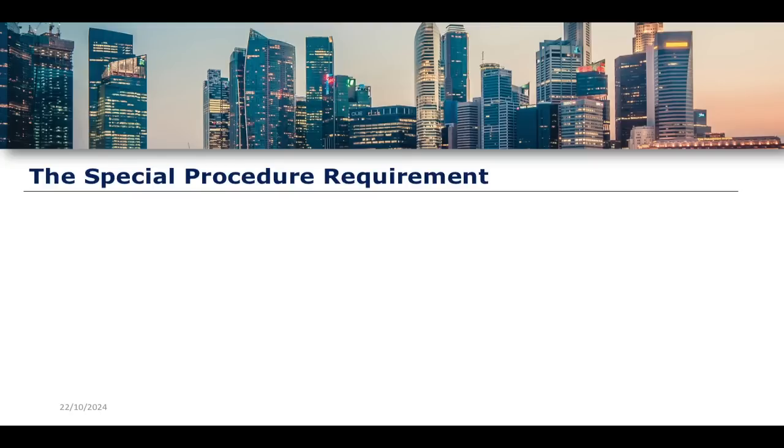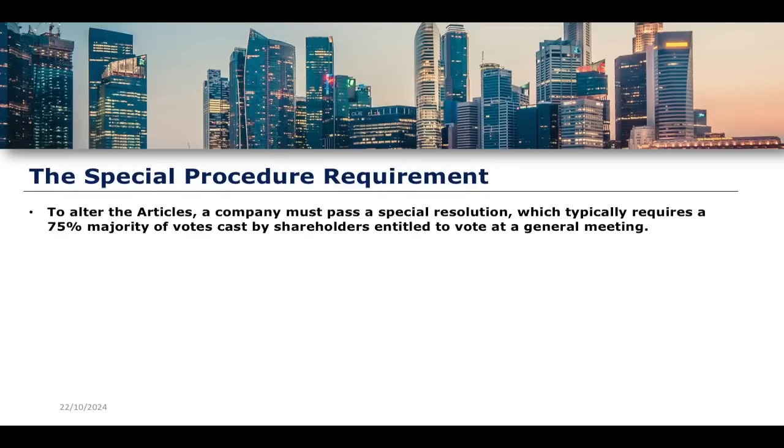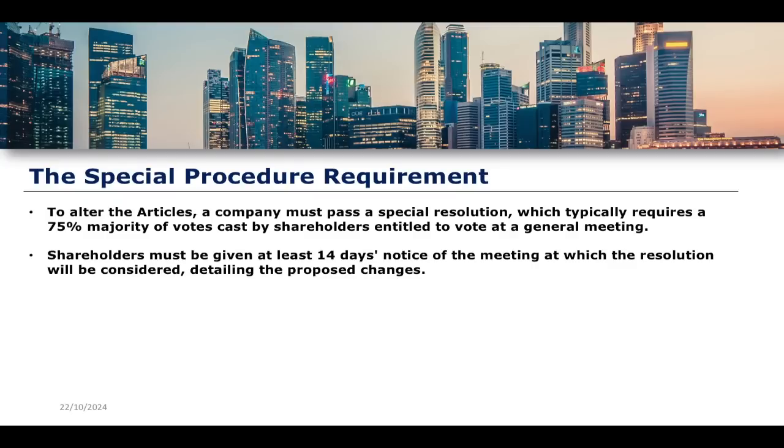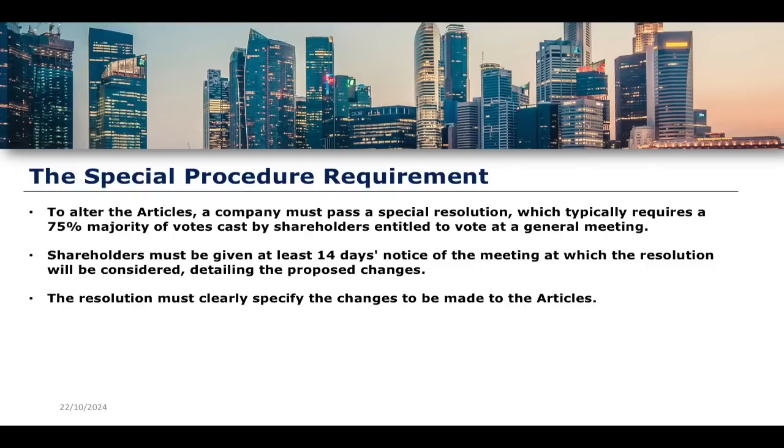There is also something known as a special procedure requirement. To alter the articles of a constitution, a company must pass a special resolution. This requires a 75% majority of votes cast by shareholders entitled to vote at a general meeting. Shareholders must be given at least 14 days' notice, generally, when it comes to these kinds of agreements, and they would also probably need to have the detailed proposed changes of the resolution that is being sought to be passed. The resolution must also clearly specify the changes to be made to the articles themselves.